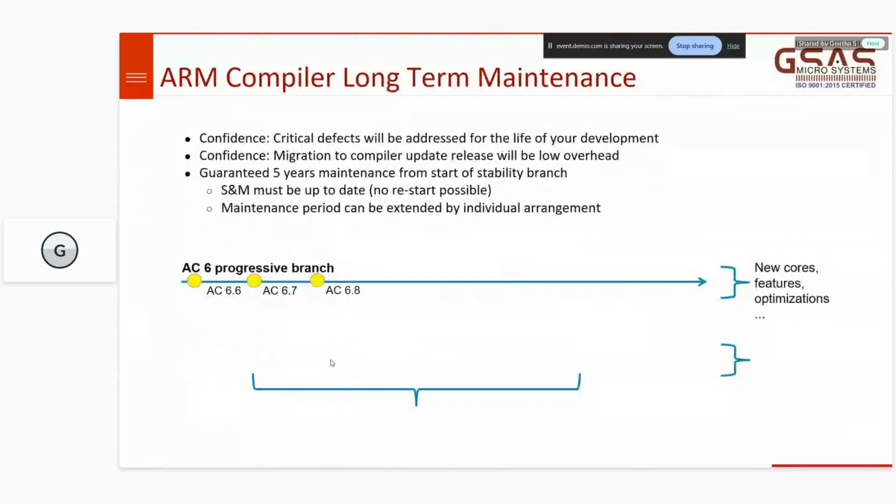What is long-term maintenance? We'll see here. So long-term maintenance is basically for whatever product you are developing with a specific certified version of ARM compiler. Usually the project development, then the product certification may not complete in 1 year. It may go more than 1 year. So ARM has given LTSM, long-term maintenance. Okay. So this is guaranteed 5-year maintenance from the start of, suppose ARM 6.6 compiler, ARM has released. Okay, so that's for that specific version.